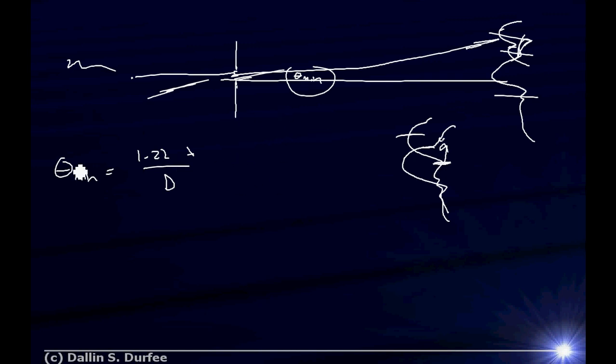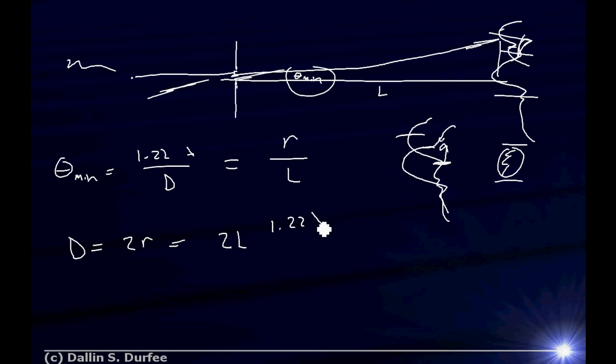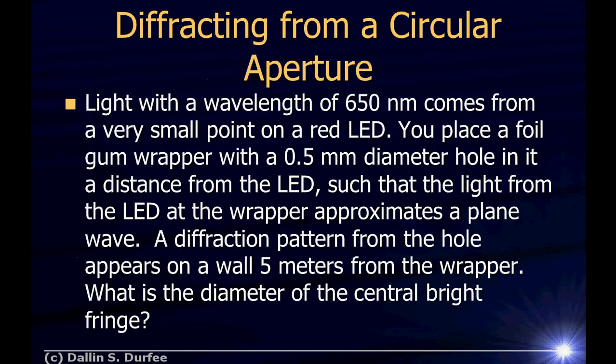So, in other words, theta min is equal to the tangent of theta min, which is equal to r divided by this distance L, right? And in the small angle approximation, tangent is the same as the angle, all right? So r over L is equal to Rayleigh's criterion. But the diameter of my blob is just 2 times r. So the diameter of my beam on the wall out to the first minimum is just going to be 2 times the radius, which is 2 times the distance to the wall times 1.22 lambda over d. All right? So I just plug in those numbers.